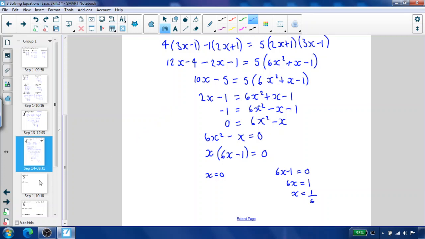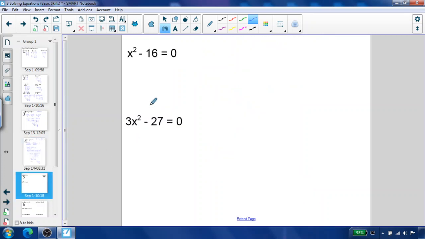Okay, a few more examples to look at then. Let's have a look at these. Now, you should be recognising these by now. We've looked at a couple of expressions like this. This is the difference of 2 squares. So if we were to solve this, let's simplify this by factorising. So x squared minus 16 can be factorised to x plus 4, x minus 4. And we can write the equals 0.